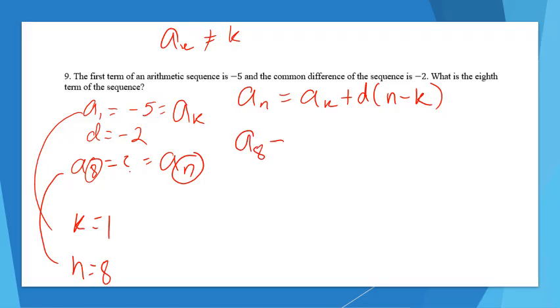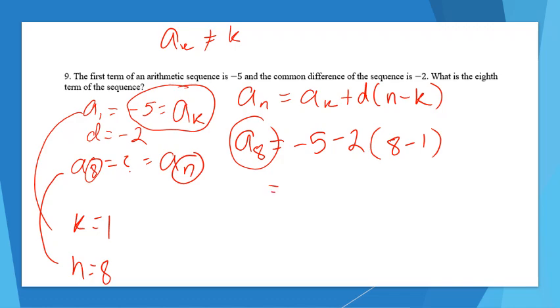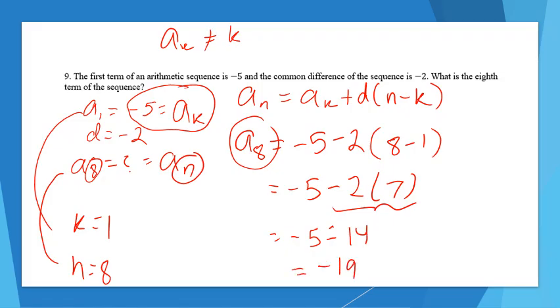So a of 8 equals negative 5, which is a of k, minus 2, which is our common difference, times 8 minus 1. And now we're just solving to find our 8th term. So simplify this. Make sure you do order of operations correctly. So do the multiplication first. So negative 5 minus 14. And then this should become negative 19. And that is going to be our 8th term in the sequence. Should be negative 19 there.